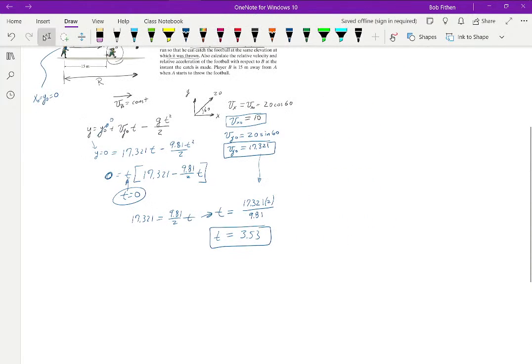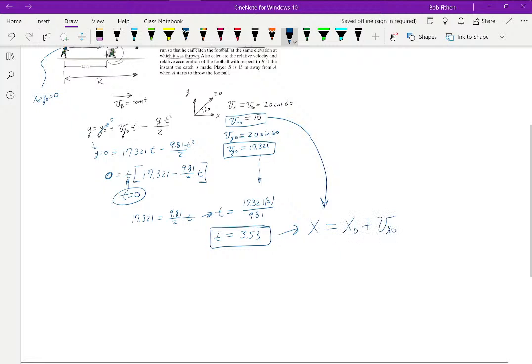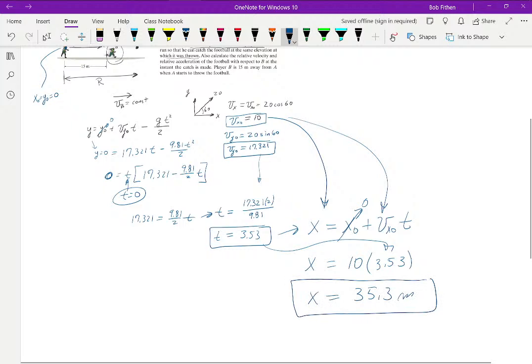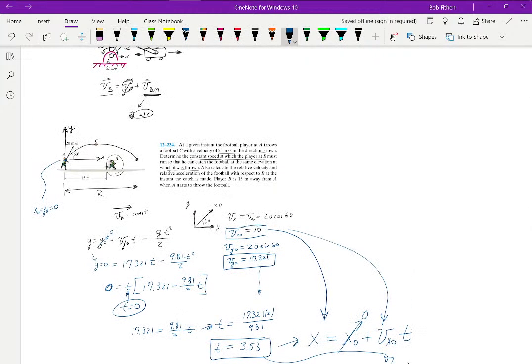It turns out that these are the two times, and there is no acceleration in the x-coordinate, so the x distance would be 10 times 3.53, or around 35.3 meters. That's where the ball hits right there.